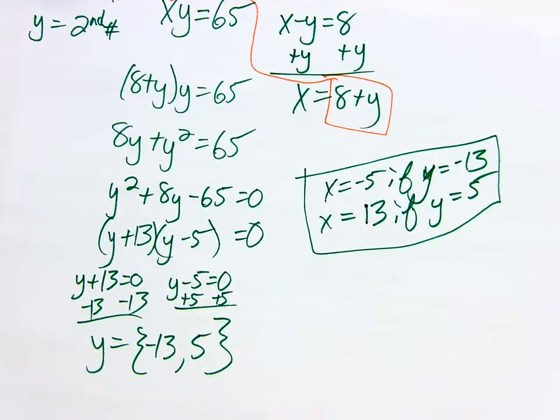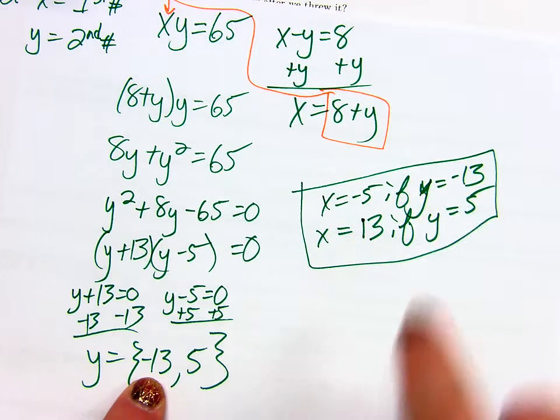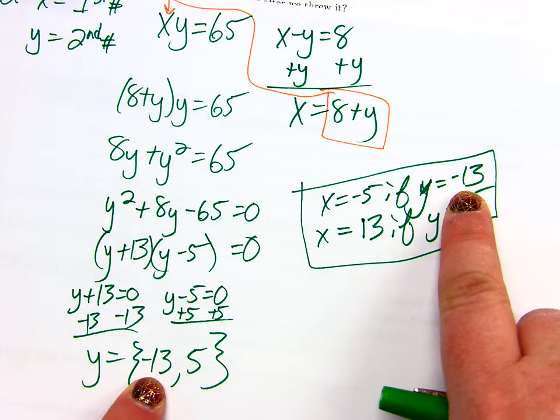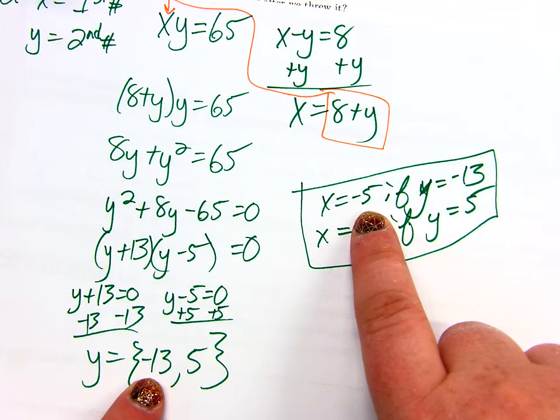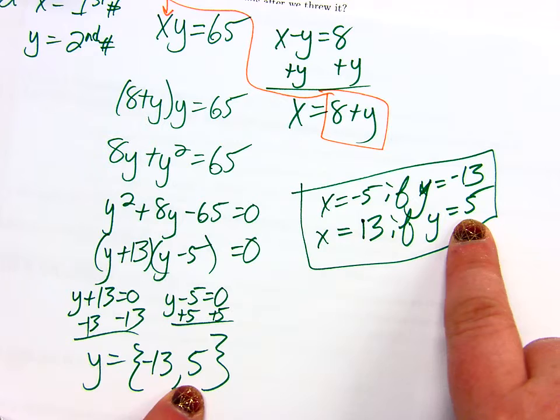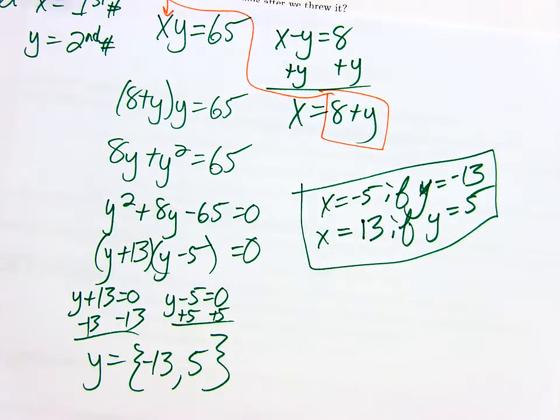Sorry, how come the x and y are... So if y is negative 13, doesn't that make x a negative 5? And then if y was 5, 5 and 8 would get me an x of 13. Yep.